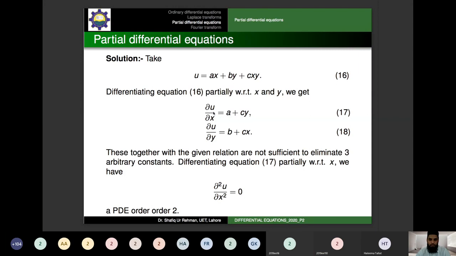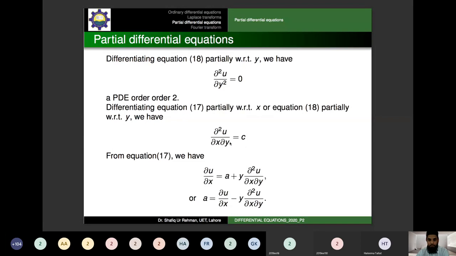So if you further differentiate number 17 with respect to x, we have obtained one of the second orders. If you differentiate 18 once more with respect to y, there will be a second order partial differential equation. But if you differentiate either 17 with respect to y or 18 with respect to x, we will be having partial 2u upon partial x partial y equal to c, or partial 2u upon partial y partial x equal to c. Same thing.